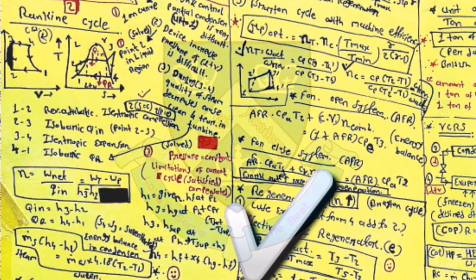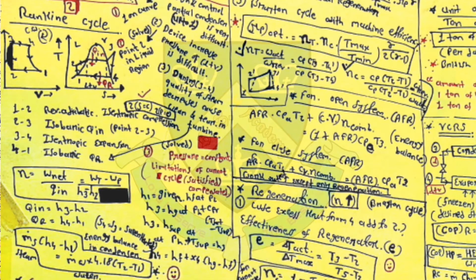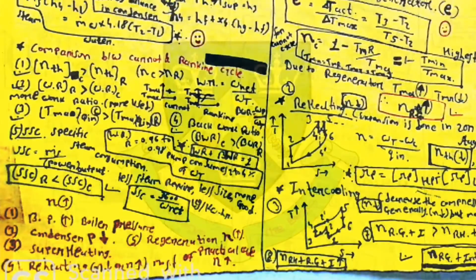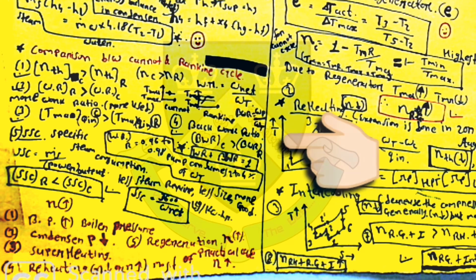And one more equation which is mostly useful in the examination is m dot s into H4 minus H1 is equal to m dot w into 4.18 into T2 minus T1. Here m dot s is for steam and m dot w is for water. After that, the comparison between the Carnot and Rankine cycle.